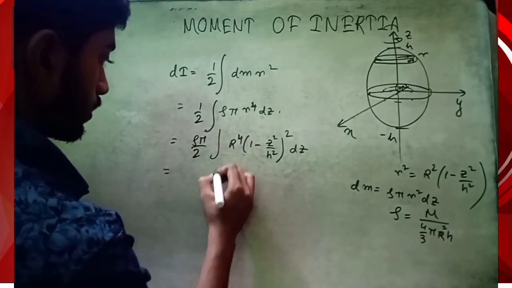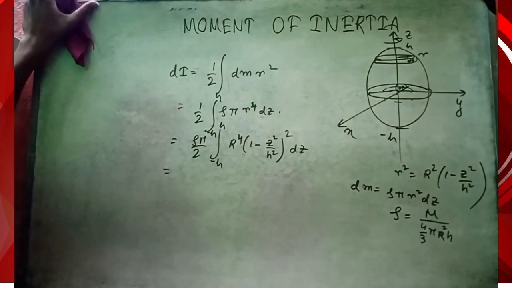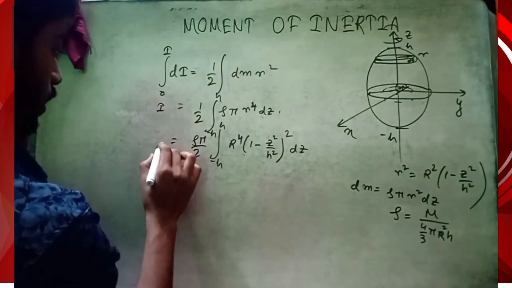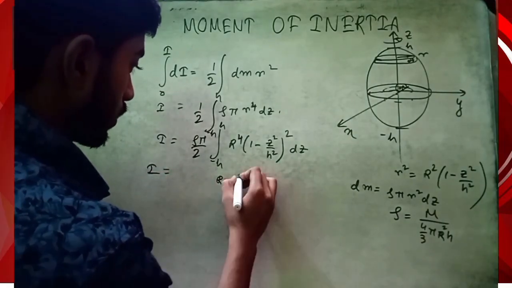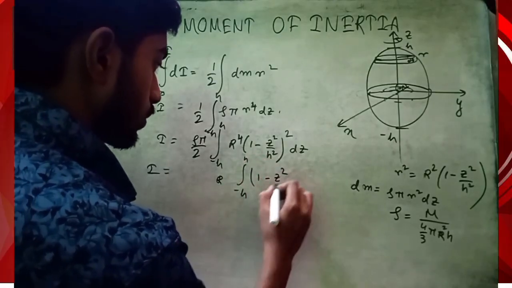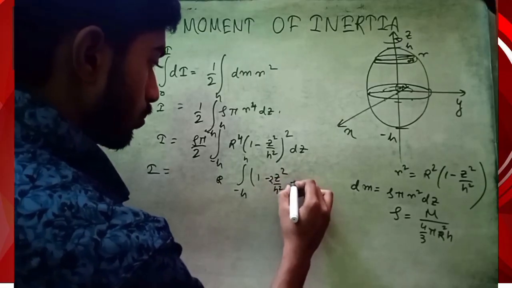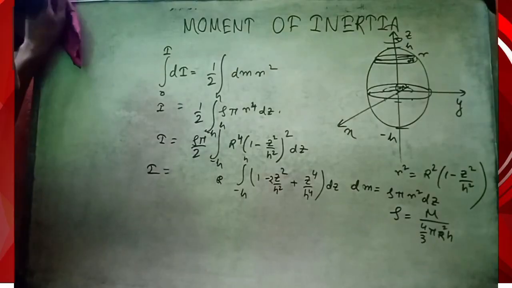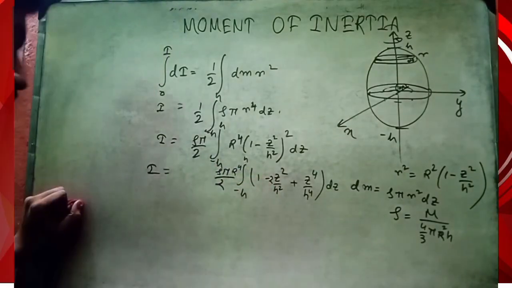So start to calculate this. The integration should be from minus h to h, okay. So this is 0 to I. Okay, so I equals this, and r to the power 4 is a constant, so we can integrate just this term. So minus h to h, 1 minus z square by h square, 2 plus z to the power 4 by h to the power 4 into dz, into r to the power 4 rho pi by 2.